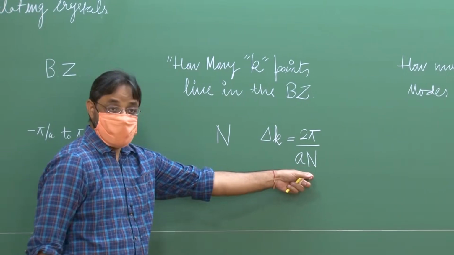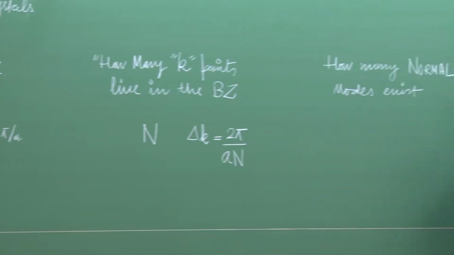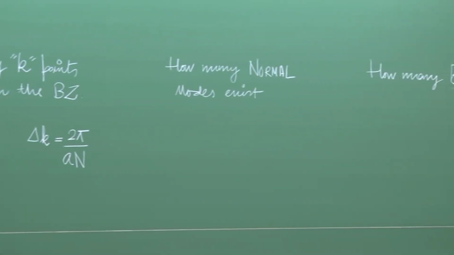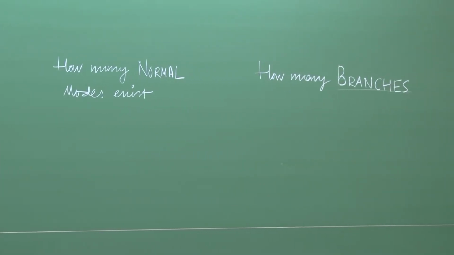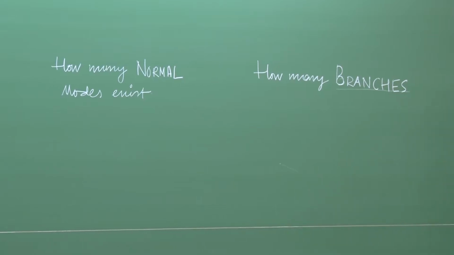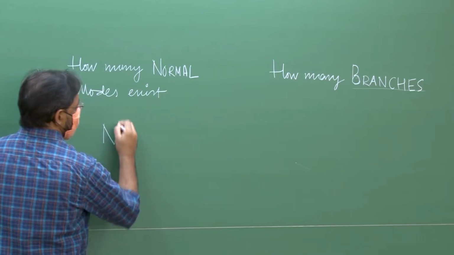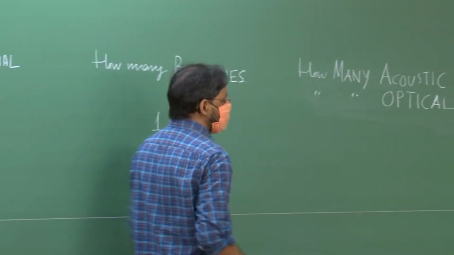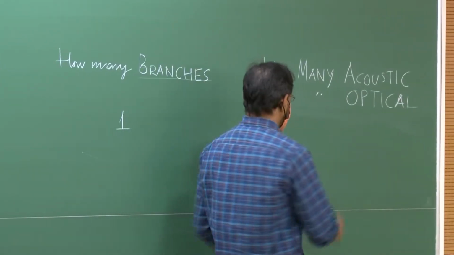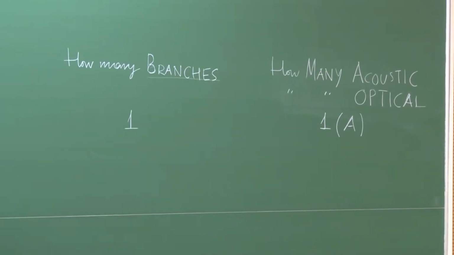Remember, N is a large number. How many normal modes exist? N, because we have N atoms and oscillators, and we are living in the 1D world. So, they can only move back and forth, 1 degree of freedom per atom, N atoms, N degrees of freedom, N modes. So, therefore, a total of N modes. How many branches? Only one. How many acoustic? How many optical? One acoustic, no optical. Good.